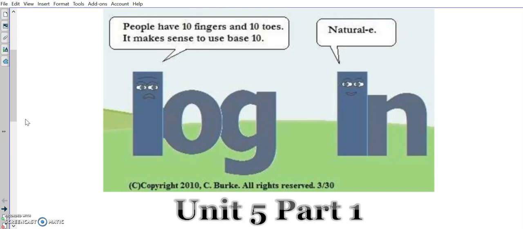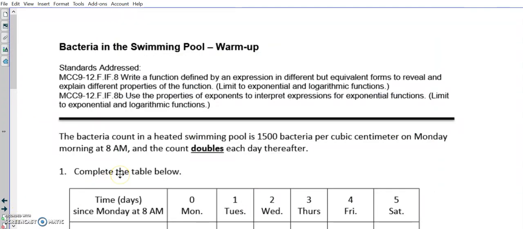It's going to seem difficult at first, just like everything you learn for the first time, but I think you're going to find it a lot easier. So let's go ahead and get started. Go ahead and flip to the next page. So we are starting with a little warm-up activity.